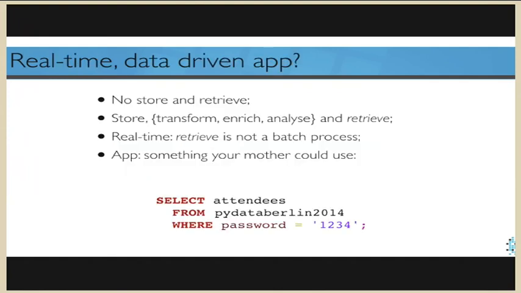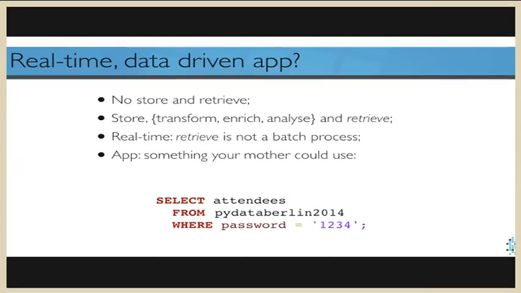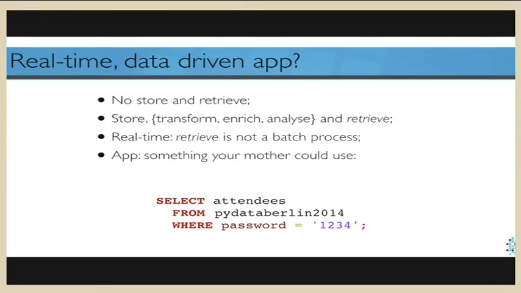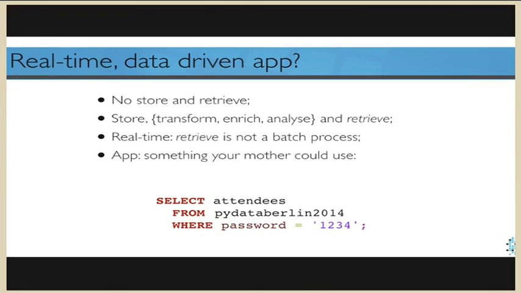So, what do I mean by real-time data-driven app? I think almost all apps that we use every day, think about Instagram, our password manager, we store data and we retrieve it. Especially with my password manager, I don't expect it to mess with the data that I put there. A data-driven app, on the other hand, could have a permutation of transform, enrich, and analyze phases between when I store the data and when I retrieve it. That is, in my opinion, what makes a data-driven app.